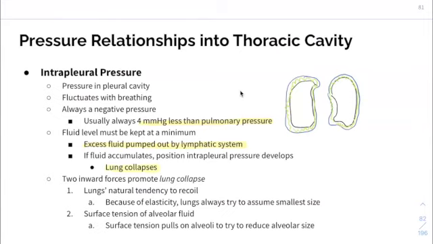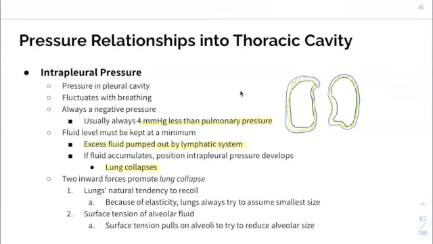There are two different forces that can cause your lungs to collapse. They have a natural tendency, once they've expanded, because they have a lot of elastic fibers within them. These elastic fibers, when they get stretched, just like a rubber band, want to go back to their normal size. They always want to go back to their resting size.